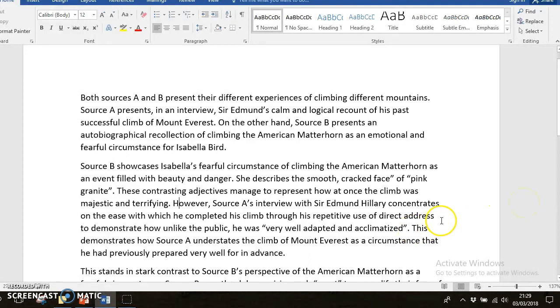And here is where the student could have added, you puff and pant as you climb, as a short embedded quote to prove that point. But anyway, to demonstrate how, unlike the public, he was very well adapted and acclimatized to climbing the mountain. This demonstrates how Source A understates the climb of Mount Everest as a circumstance that he had previously prepared very well for in advance.